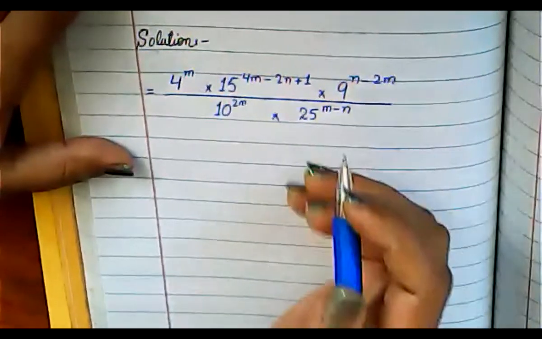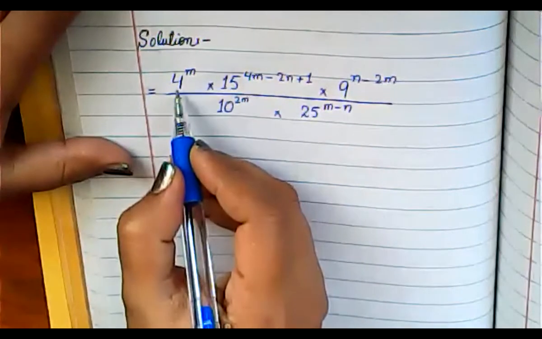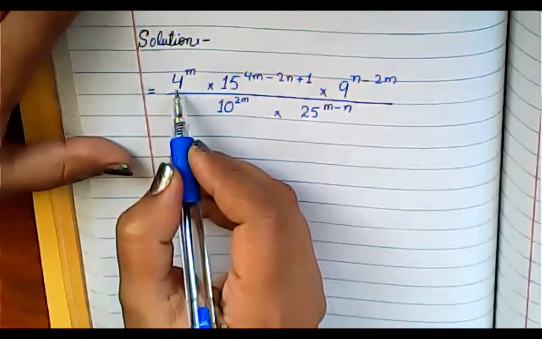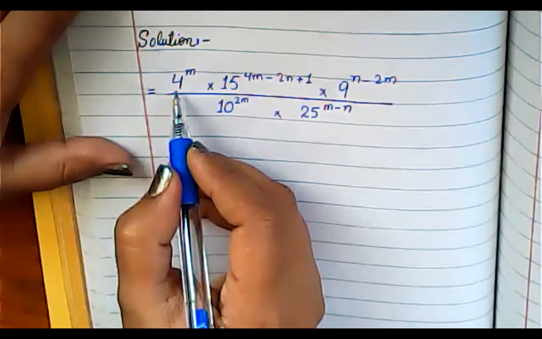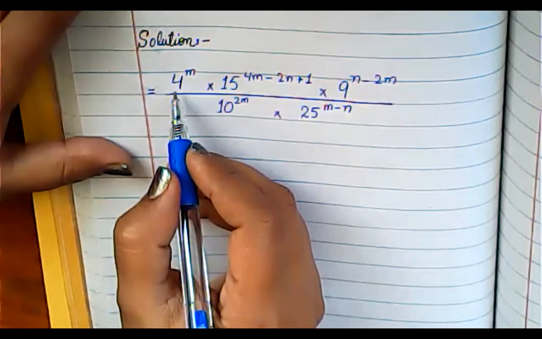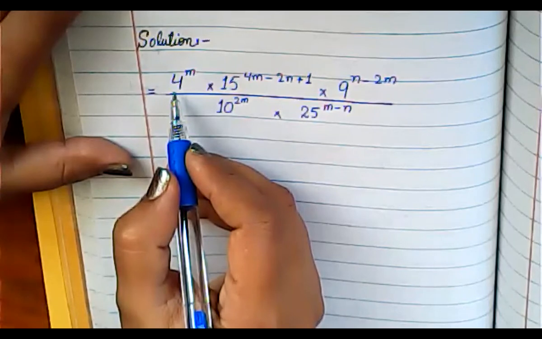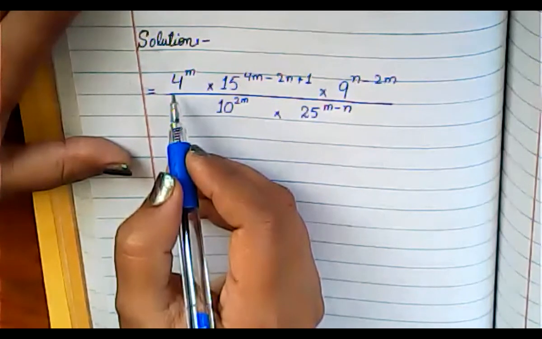Look here. This is 4^m, so you have to take... Why is it not visible to you? Try to log in again. Okay, might be.